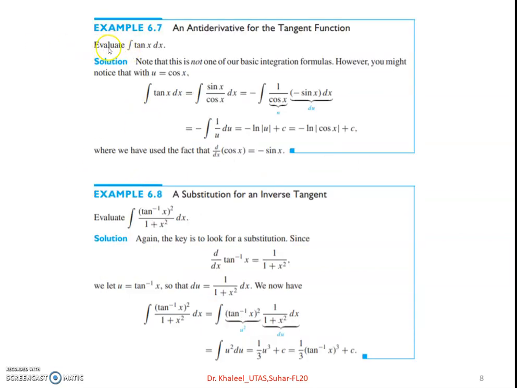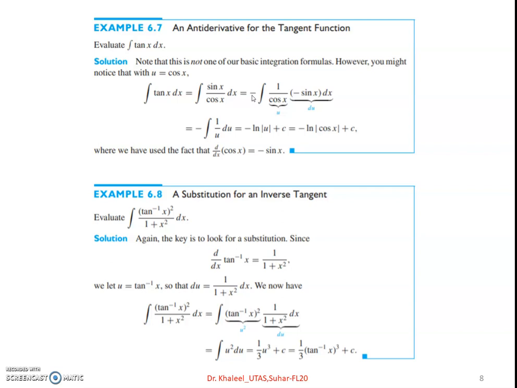You see how to find the integration of tan x. Here we have a single term. There are no two terms here. So therefore the substitution doesn't work. But using the trigonometric identity, I can write tan x as sin x by cos x. Then I will take 1 upon cos x separately. Then I take minus sin x dx separately. So I will take minus here.